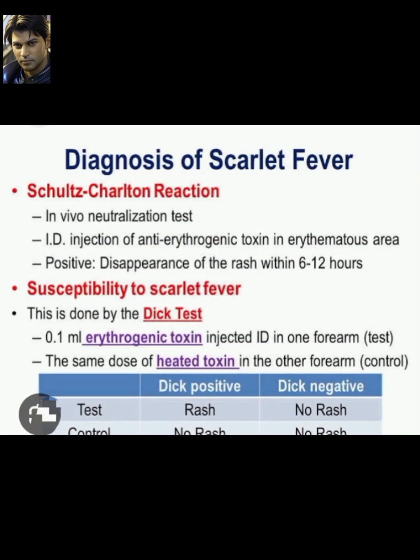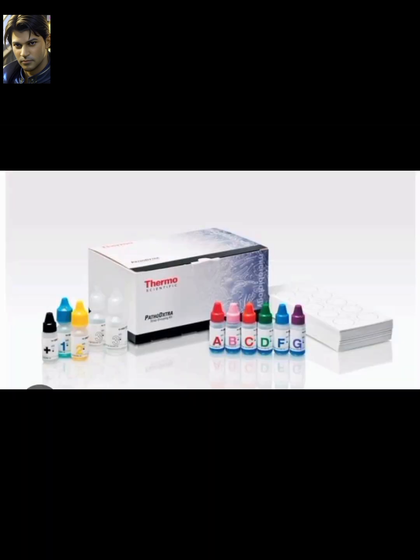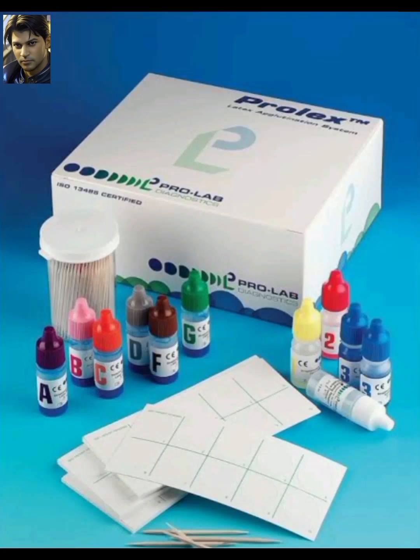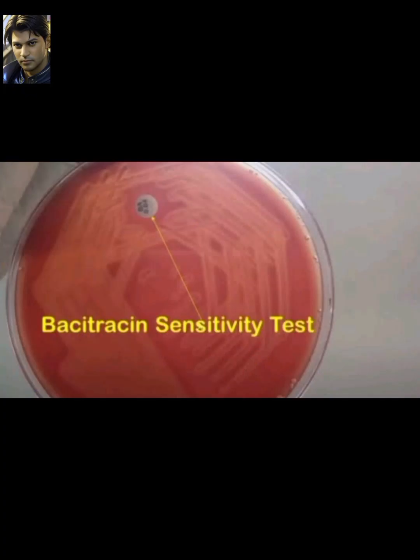The diagnosis of scarlet fever can be done by the Schultz-Charlton reaction, which is an in vitro neutralization test: intradermal injection of anti-erythrogenic toxin in the erythematous area. If the test is positive, there is disappearance of the rash within 6 to 12 hours. Different types of serological tests can also be done for the detection of streptococci, including ELISA, ASO, anti-streptokinase, anti-streptodornase, anti-hyaluronidase, or anti-M type specific antibodies.